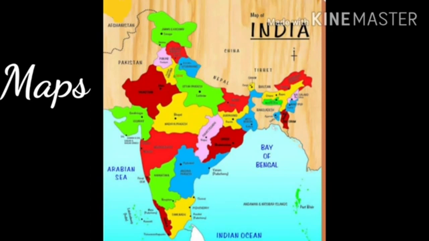Children, what is an atlas? Yes, a book of maps is called an atlas. It has different types of maps such as political maps, physical maps, climate maps, road maps and so on. Children, who is called a cartographer? Yes, a person who studies and makes maps is called a cartographer.